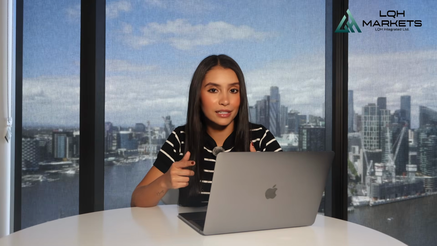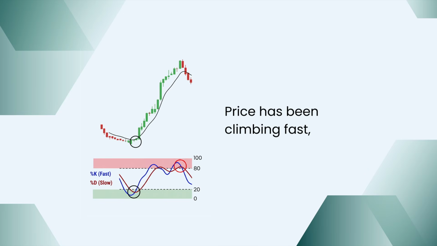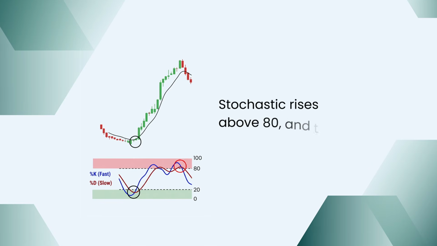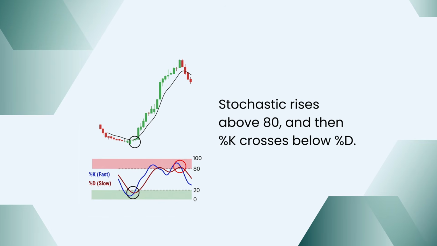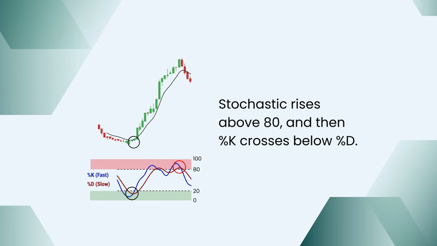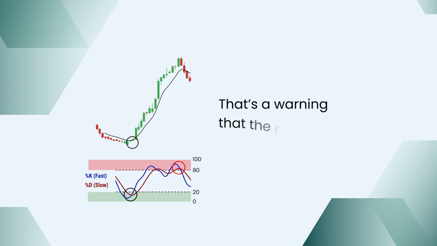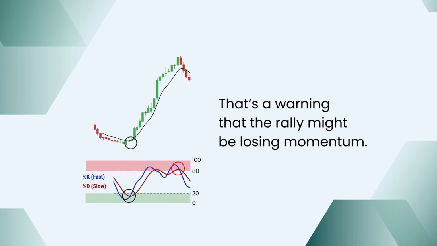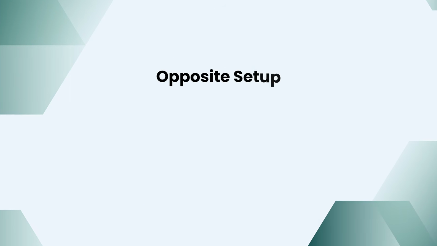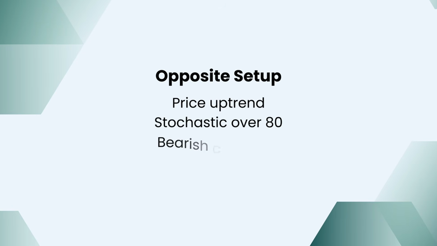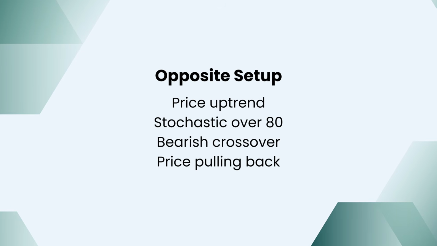Now, flip the scenario. Price has been climbing fast. Stochastic rises above 80, and then percentage K crosses below percentage D. That's a warning that the rally might be losing momentum. Show the opposite setup: price uptrend, stochastic over 80, bearish crossover, price pulling back.